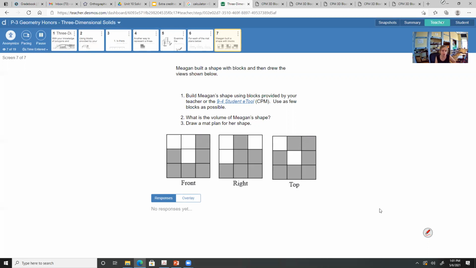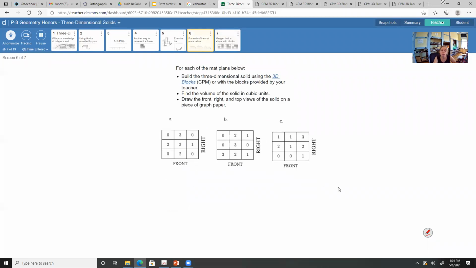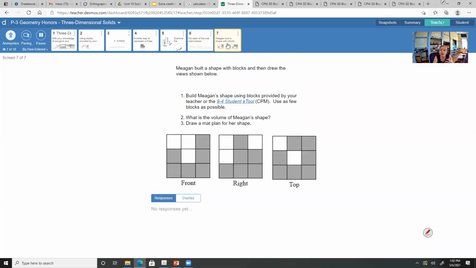Another correction which I would add to my lesson is some sort of an exit ticket. Maybe the exit ticket will be in the form of identify the solid, or draw the front or the right view of the solid given the math plan of the solid. I feel that a 5-minute exit ticket would have been very beneficial for this lesson. So that's another correction which I would like to add.